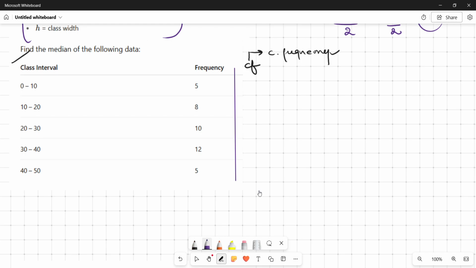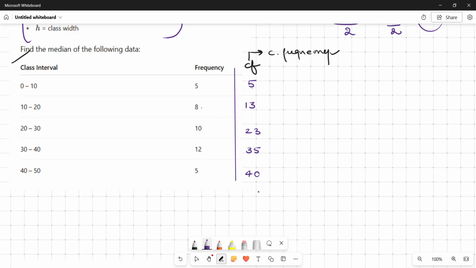Now how will we be able to find this cumulative frequency? Very simple. First of all, this is 5, so simply place 5. Now what you have to do is just add the frequency of the next class interval. Now 5 plus 8, it will be 13. Next we have 13 plus 10, it will be 23. Now next we have 23 plus 12, it will be 35. And next we have 35 plus 5, it will be 40.